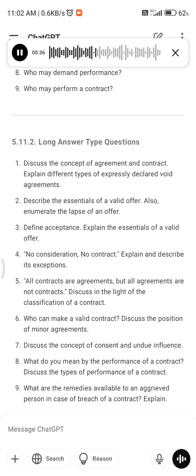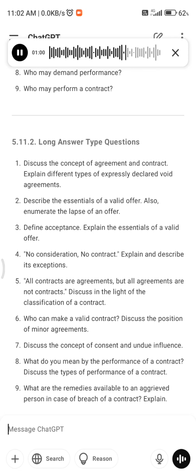5.11.2 Long answer type questions. 1. Discuss the concept of agreement and contract. Explain different types of expressly declared void agreements. 2. Describe the essentials of a valid offer. Also enumerate the lapse of an offer. 3. Define acceptance. Explain the essentials of a valid acceptance. 4. No consideration, no contract. Explain and describe its exceptions.